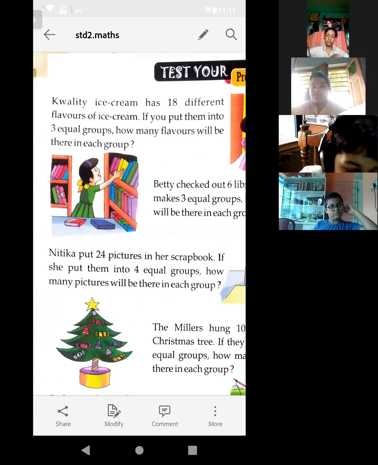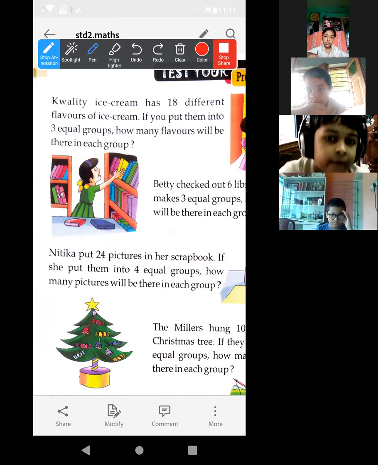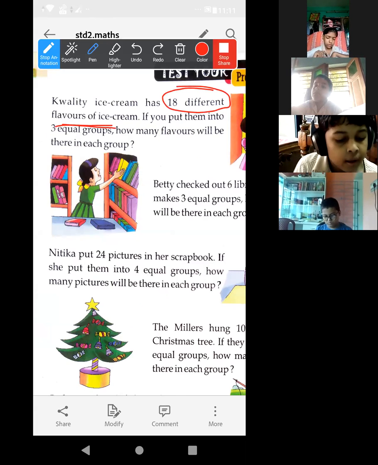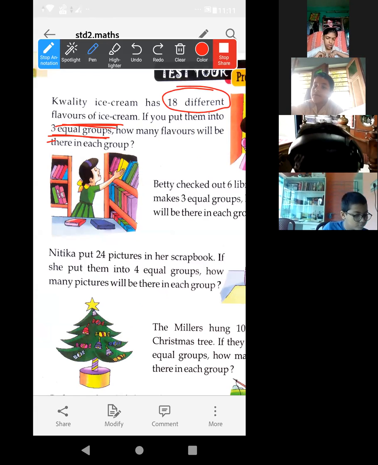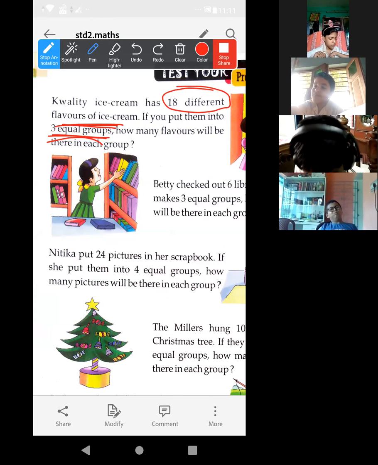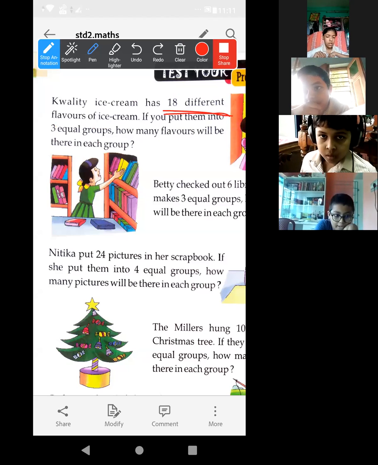Look, Quality Ice Cream has 18 different flavors of ice cream. If we put them into 3 equal groups, we have to put them into 3 equal groups, okay? Then how many flavors will be there in each group? That means the same thing, the total is 18.